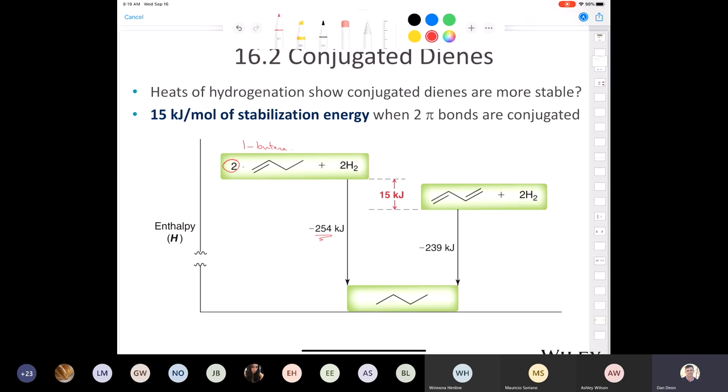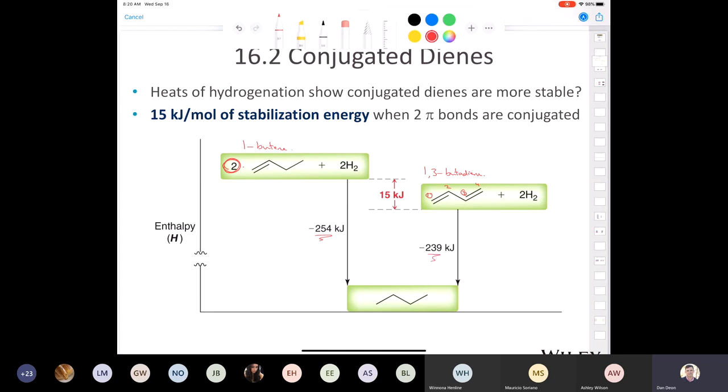You're hydrogenating two pi bonds, right? That's what you're doing. So if you take this molecule here, which is 1,3-butadiene, we have 1, 2, 3, 4. So 1,3, both of those have double bonds, 1,3-butadiene. If we take that molecule and hydrogenate it, you would think, okay, well, I'm doing the same thing. All I'm doing is hydrogenating the two double bonds. Well, shouldn't it release the same amount of energy? Actually, it releases less energy. It releases 15 kilojoules less.